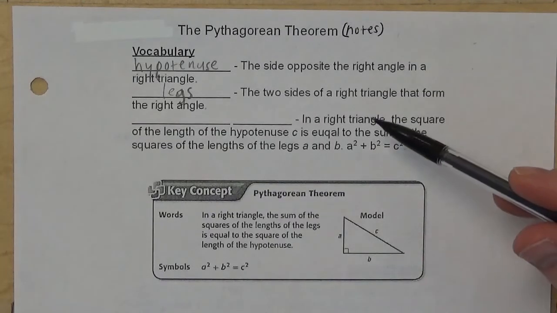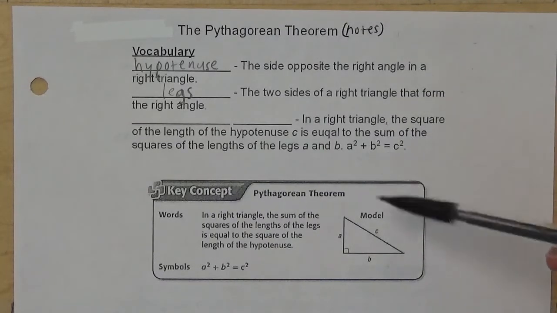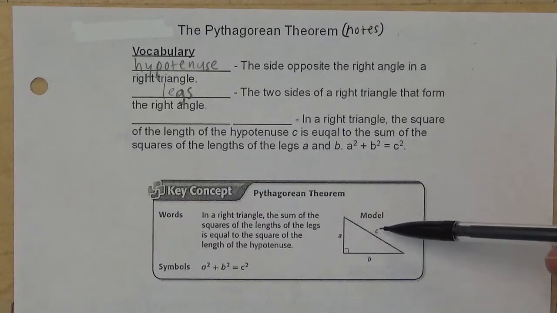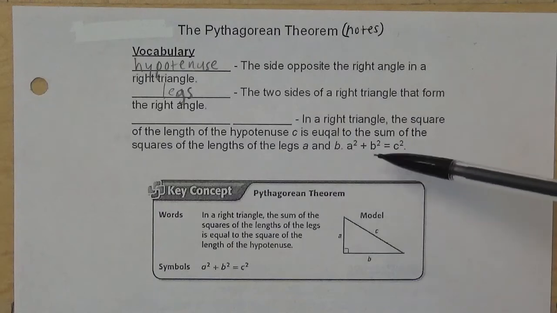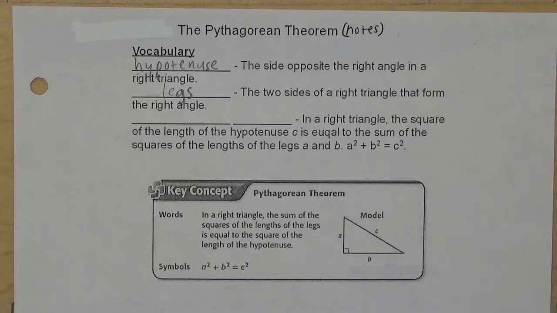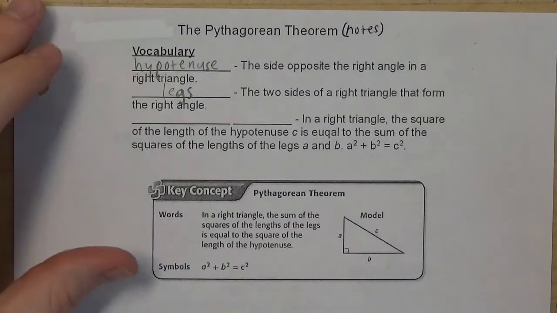All right, and then this one, it says in a right triangle, the square of the length of the hypotenuse, which is side C, is equal to the sum of the squares of the lengths of the legs, A and B. In other words, A squared plus B squared equals C squared, as we have explored in class already. This is called the Pythagorean Theorem.